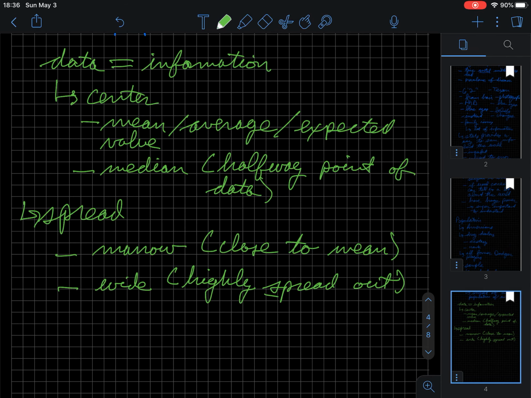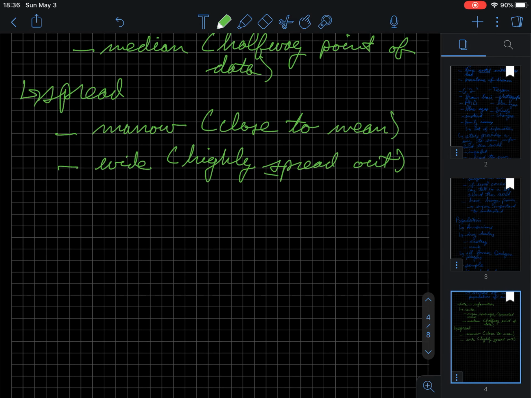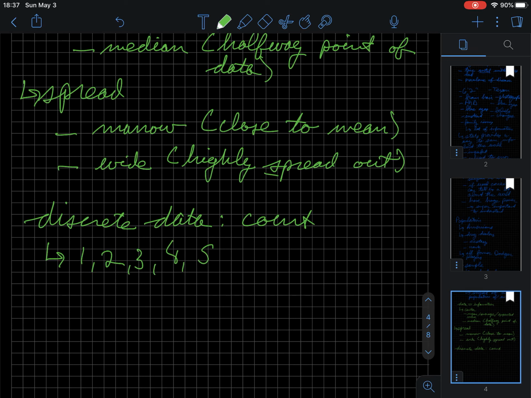We're also interested in how we count this kind of stuff. Sometimes we have discrete data, and this is going to be linked to a variable that we keep track of. Discrete data are going to be like a count, things like 1, 2, 3, 4, 5.